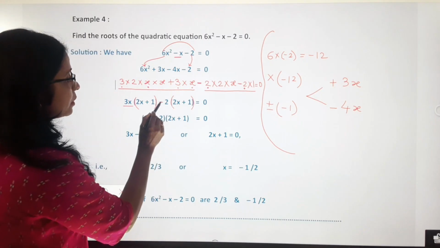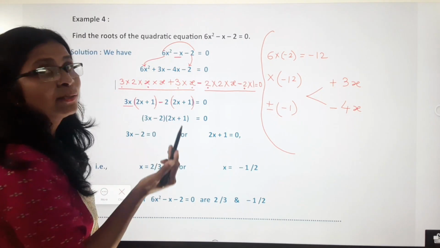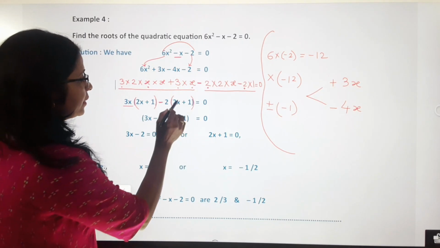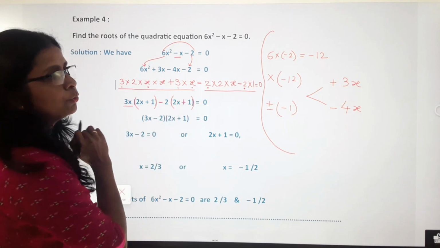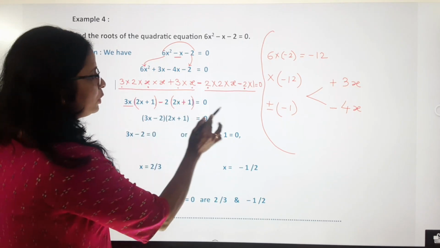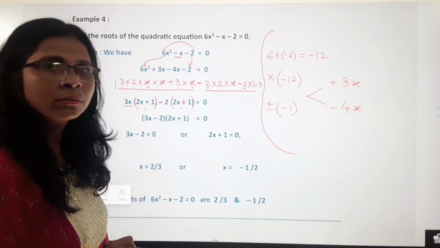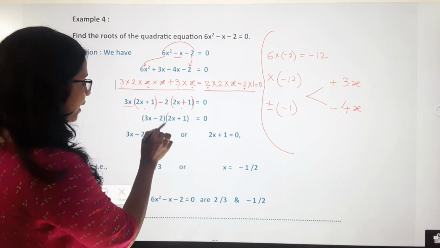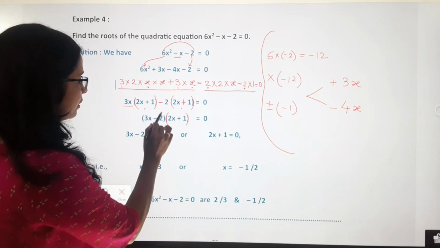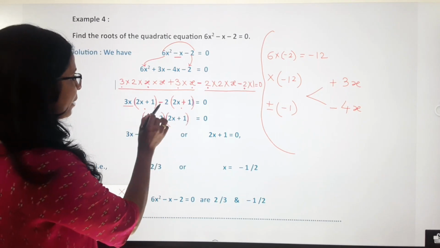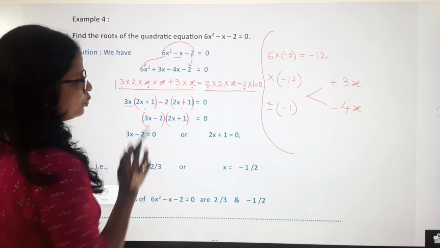Here, outside the bracket, there is a minus sign, so inside the bracket it becomes positive. So here 2x plus 1, which is equal to 0. Now our two brackets are equal. So 2x plus 1 is written in the first bracket, and the remaining, 3x minus 2, in the second bracket, which is equal to 0.